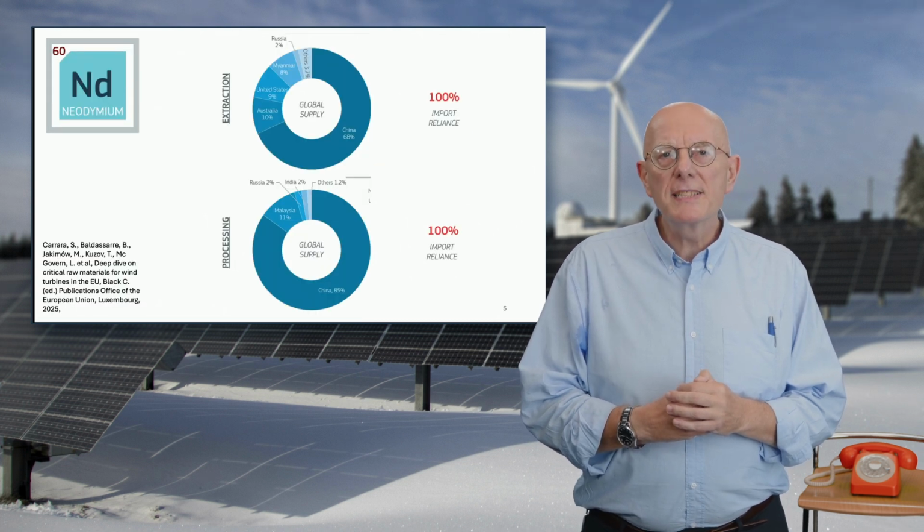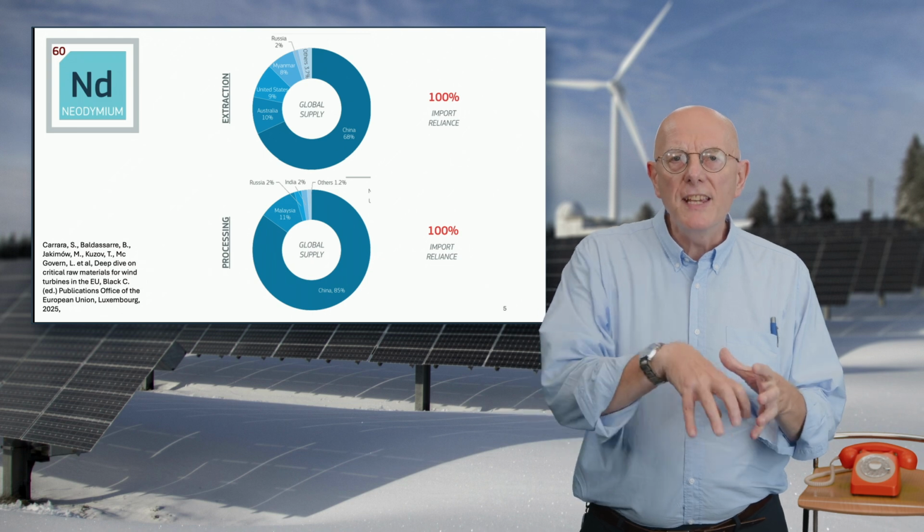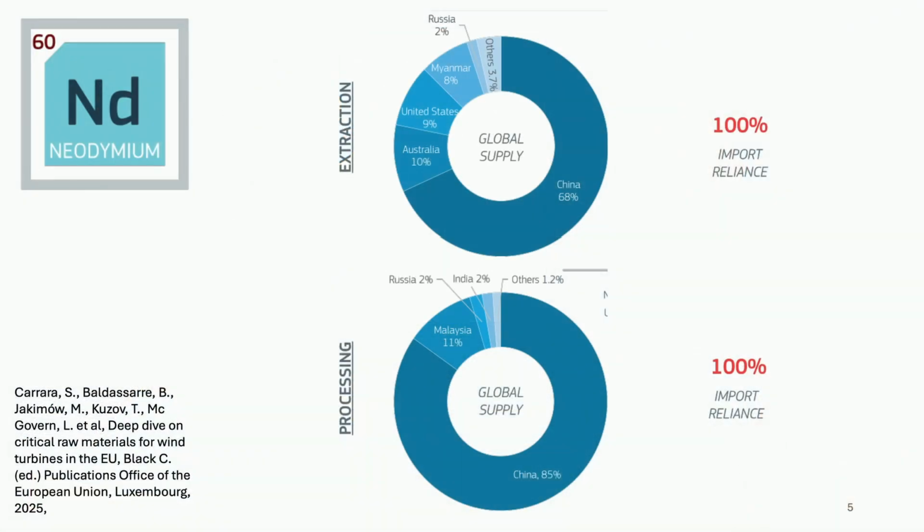The supply can be seen from 2 aspects. The extraction, which is currently mostly mining, and processing. Processing is the turning of the mined material into metal used to make the magnets. The extraction of neodymium is mostly from China, plus a few other countries. For the EU, this represents a 100% import dependence.